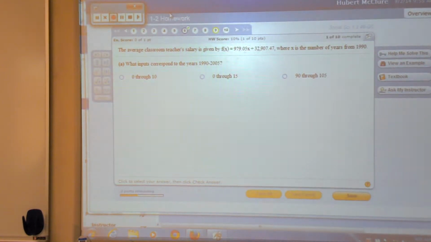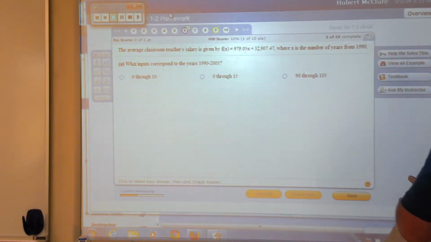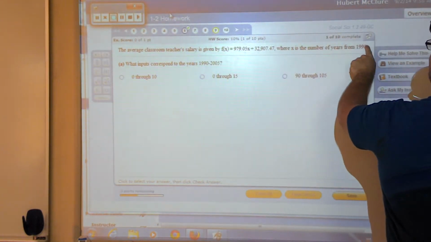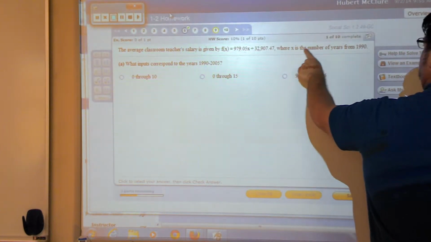It says the average classroom teacher salary is given by f of x is equal to 979.05x plus 32,907.47, where x is the number of years from 1990. You need to highlight that right there, because that's important.